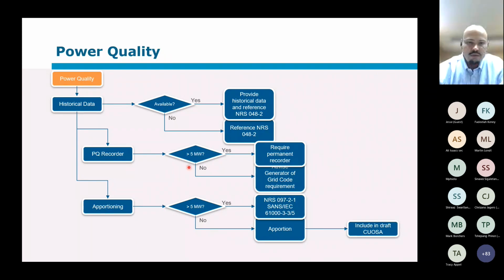It's a good idea to install a power quality recorder. If it's smaller than 5 megawatt, just advise the generator of the grid code requirement and that they have to measure, it's their responsibility to measure the power quality and confirm that they meet the requirements. Larger, it's recommended that they do install a permanent recorder as part of the design and installation process.